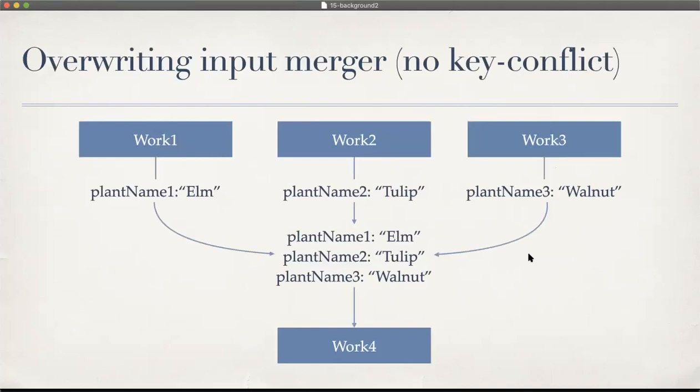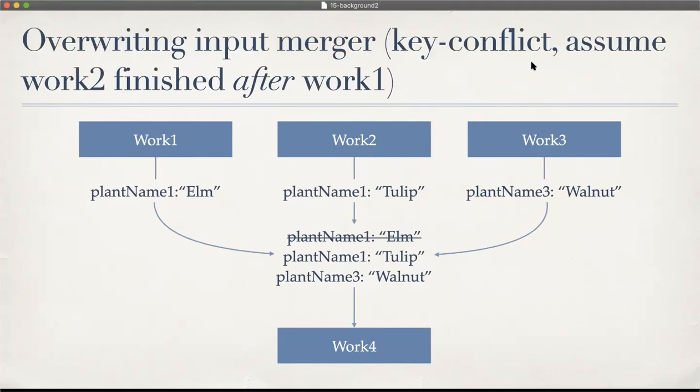This is the default case, no conflict. So work one produces plant name one elm, work two plant name two tulip, work three plant name three walnut, and there is no conflict. So the output data you get here, which becomes the input of work three, is all of those three key value pairs as they were produced. But what if there is a conflict? And here we assume that work two finished after work one. So work one gave us plant name one elm, which was added to the output. But then work two said plant name one tulip. So it overrode that with tulip. Okay. And plant name three walnut had no conflict.